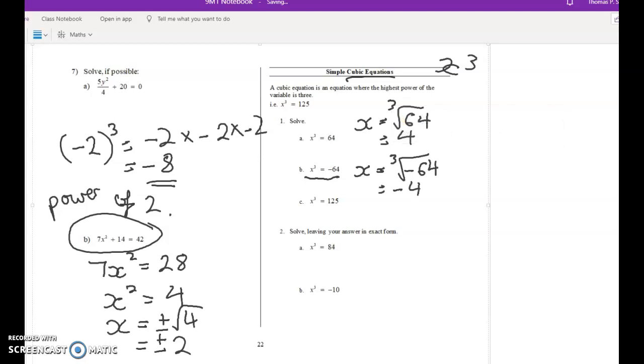Another thing to notice here is that we only have one solution. We don't have multiple solutions. Alrighty, last one, cube root of 125. X will be equal to, x cubed equals 125, so we cube root 125, which gives us 5.